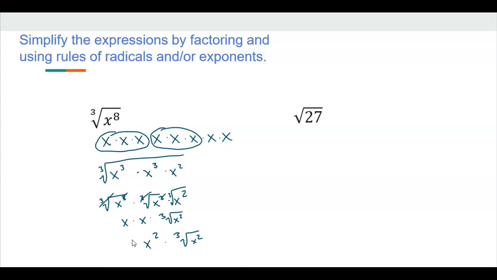Now that may not be as simple to write as this, but maybe it's more useful for what you're using it for. You never know. Just knowing that we have the option to change it between those two forms might be helpful. How about root 27? How might we simplify that one?